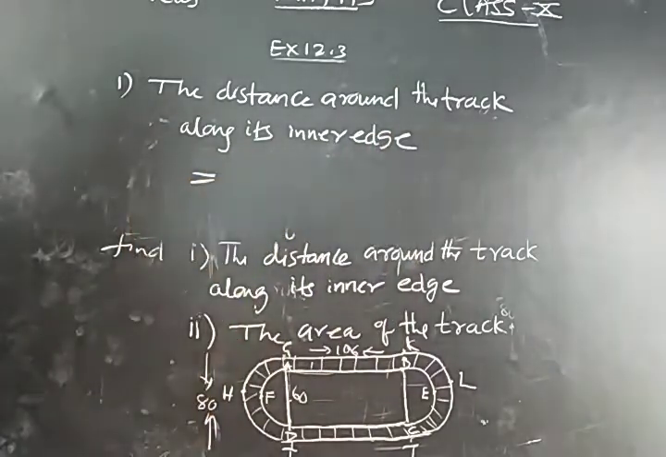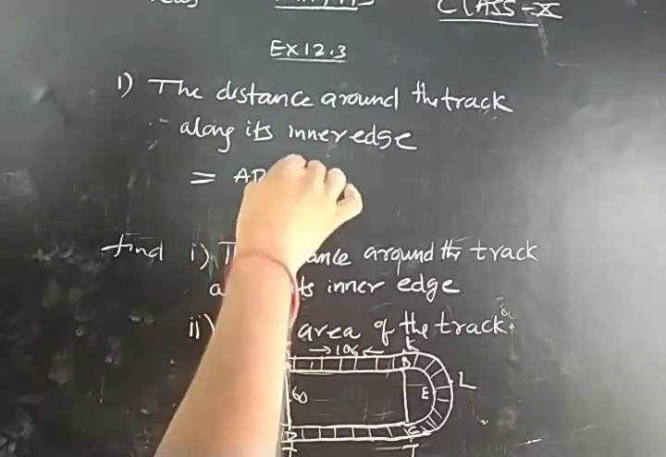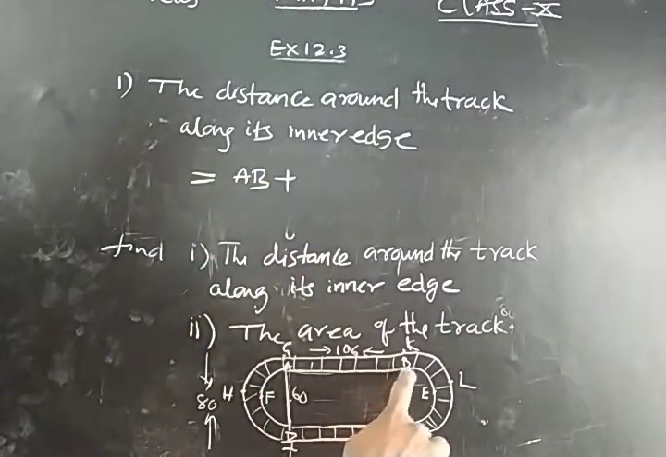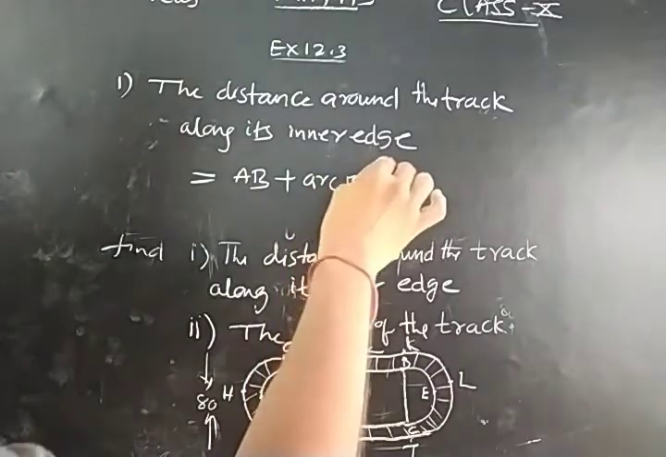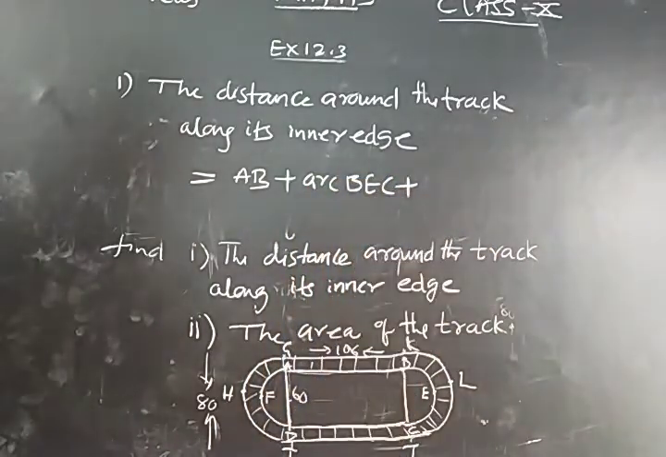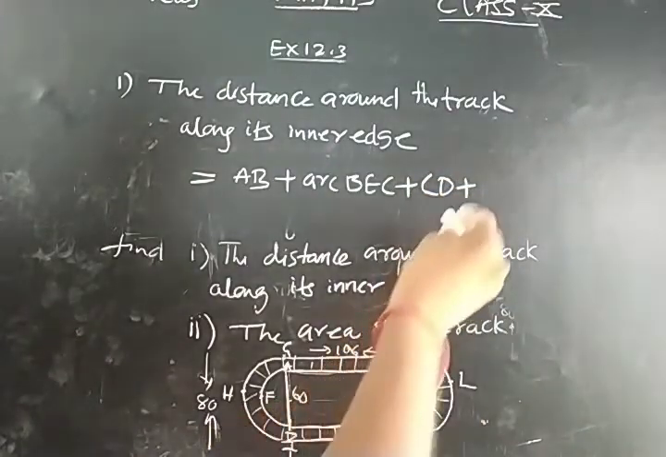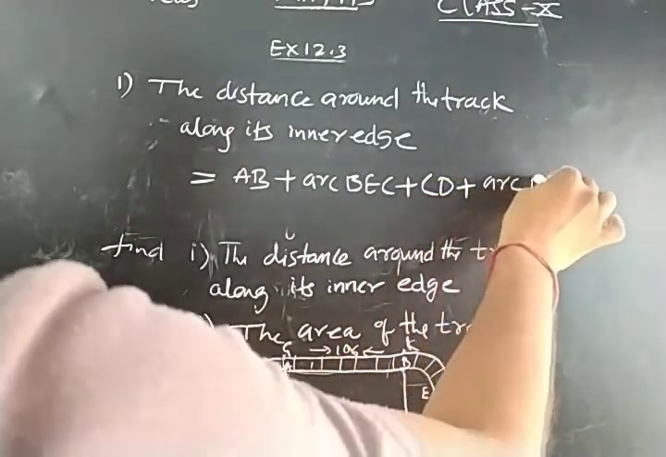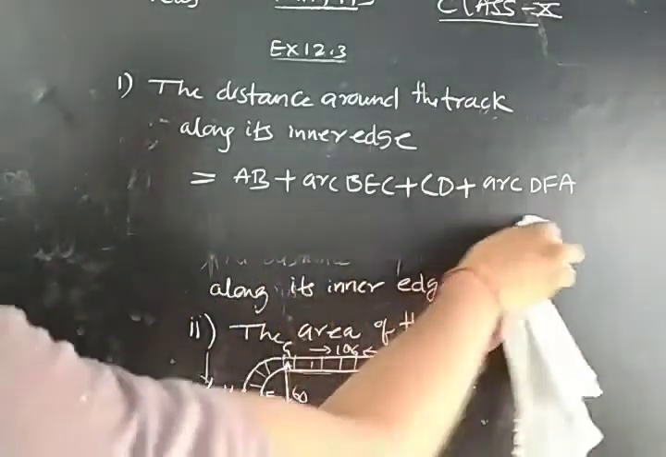That is equal to, let me find AB first. AB plus arc of semicircle BEC, plus next CD length, plus next arc DFA. By adding all these lengths, you will get automatically the distance around the track along its inner edge. Right?